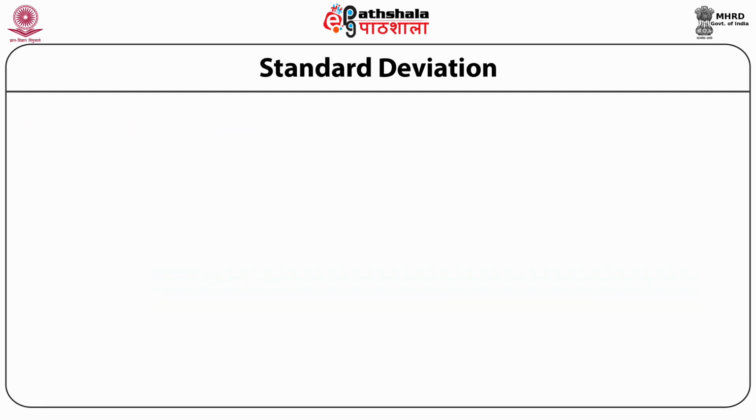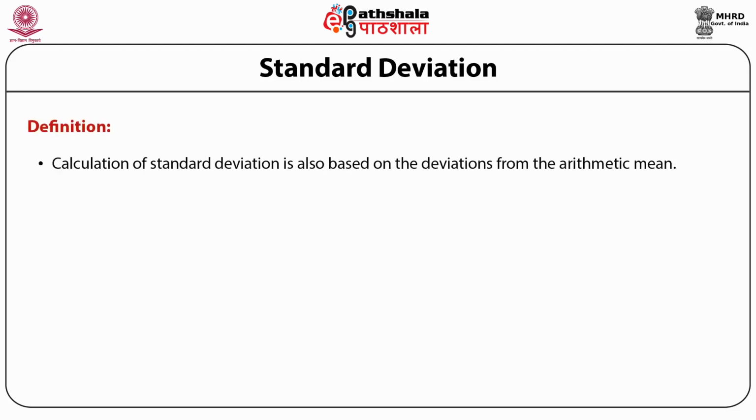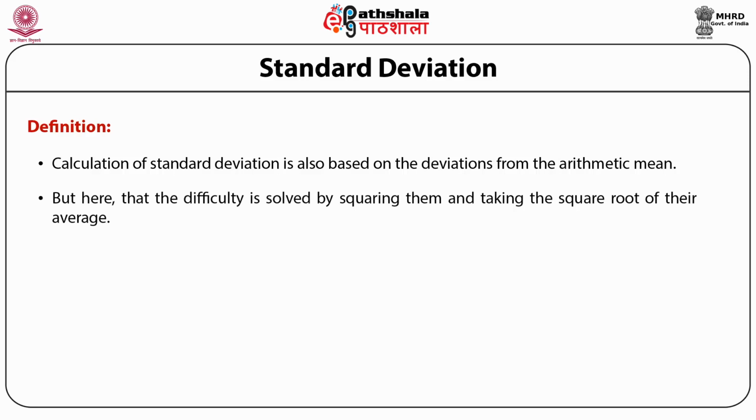Now, standard deviation is based on the deviations from the arithmetic mean. In the case of mean deviation, the difficulty is that the sum of deviations from the arithmetic mean is always 0. So it is solved by taking those deviations irrespective of plus and minus signs. And when you see those deviations, you square them and then sum up, and use this formula of standard deviation as shown in the expression, and you can find how much the standard deviation is.